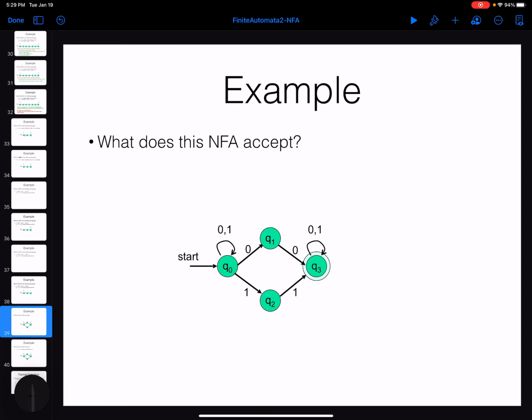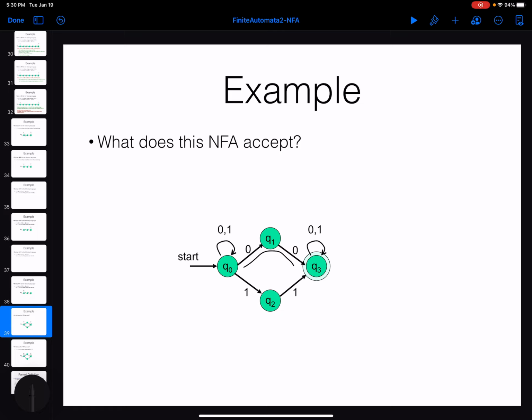Okay, so another example: what does this NFA accept, or what is going to be the language of this NFA? If you get an NFA, just like what you do for the DFAs, here you just need to figure out which type of strings will be accepted by this machine. You can see that all the strings that have the pattern 0, 0 will end up in a final state, right?